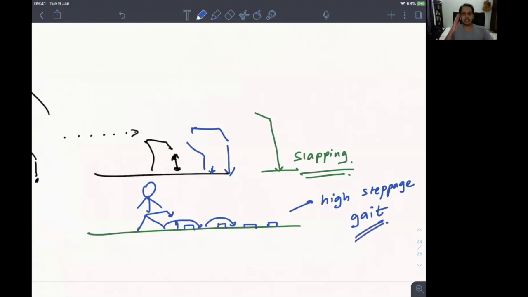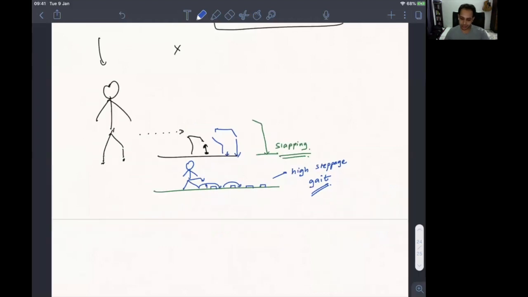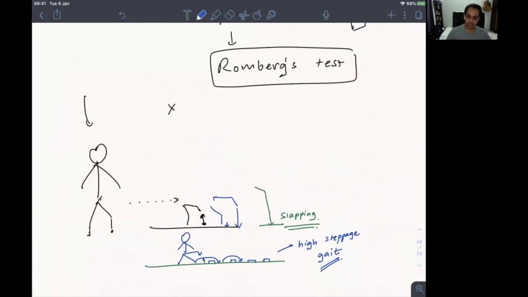So of course, when he is looking down, he's able to see the obstacles, but when he lifts his leg, he's not able to be 100% sure that he has lifted it high enough. So he will lift it too high. And when he brings it back down, because he's not sure of the distance, it will come back with a thud. So there's a slapping sound. So these are the characteristics of gait in sensory ataxia along with Romberg's test.